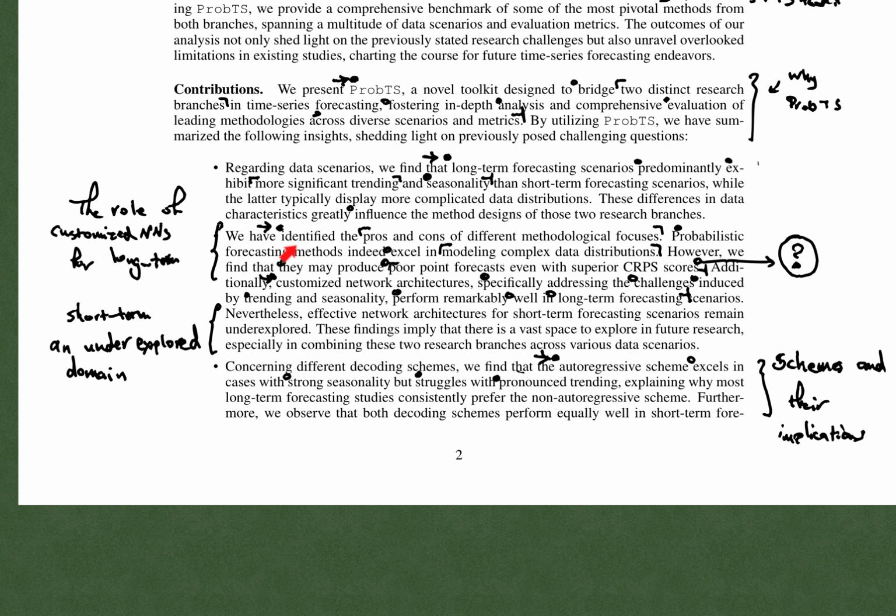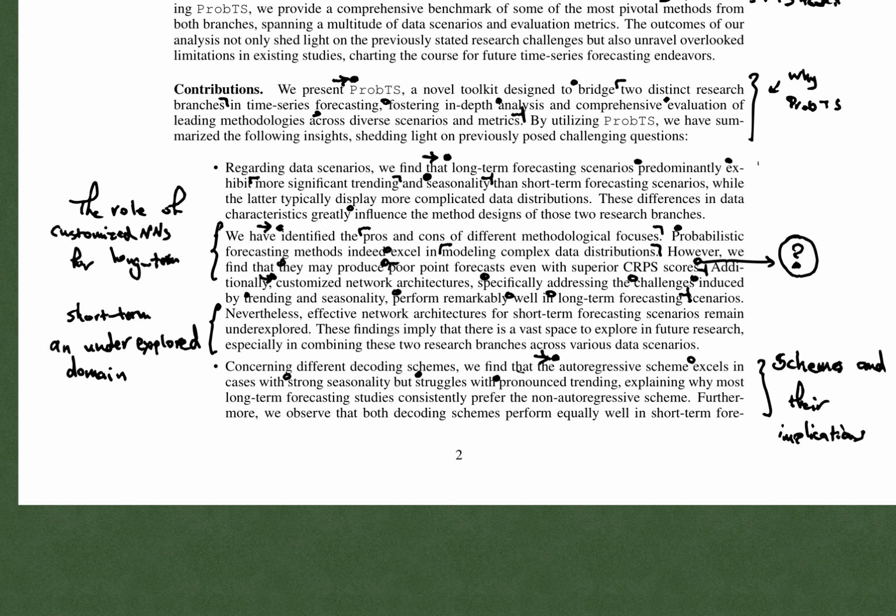Then they have continued to identify pros and cons of different methodological focuses. Now, one thing that they consider is the probabilistic forecasting methods, and they show that it's better for modeling complex data distributions. However, they may produce poor point forecasts. So they have a superior CRPS score, but perhaps an inferior NMAE score. So that kind of thing has to also be taken into consideration, and what kind of measurement is going to be more important can in some cases be determined by the task itself.